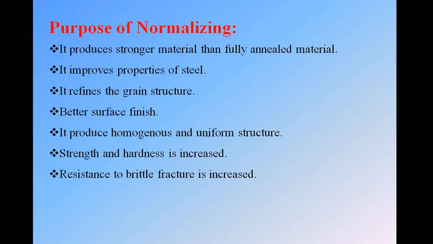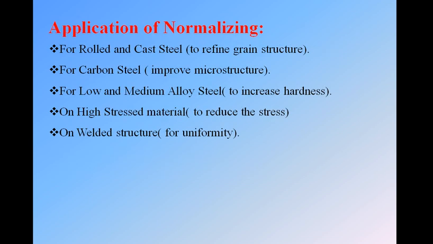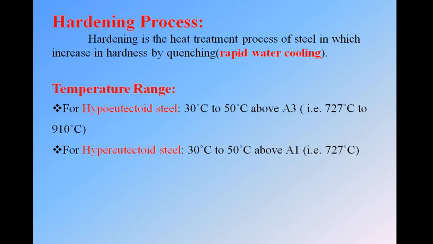Next, applications of the normalizing process. First, for rolled and cast steel, to refine the grain structure; for carbon steel, to improve the microstructure; for low and medium alloy steel, to increase the hardness on high stressed material; and to reduce the stress on welded structure for uniformity or homogeneity.